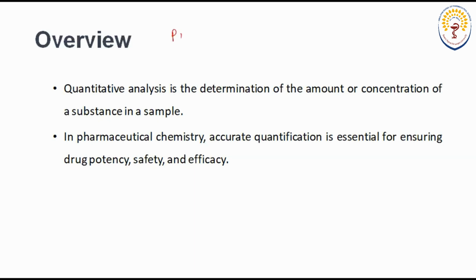Broadly, you can divide pharmaceutical analysis into two categories. One is quantitative and the other one is qualitative. Qualitative deals with whether something is present or absent in the sample, and quantitative analysis deals with the amount of something which is present in the sample.